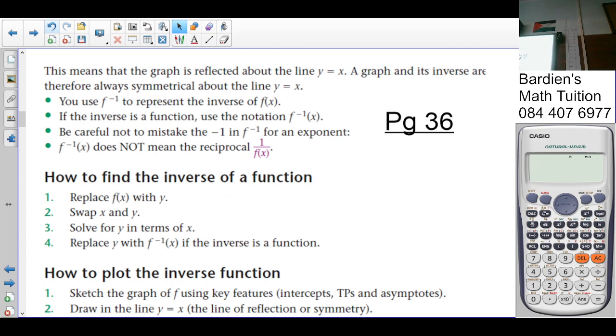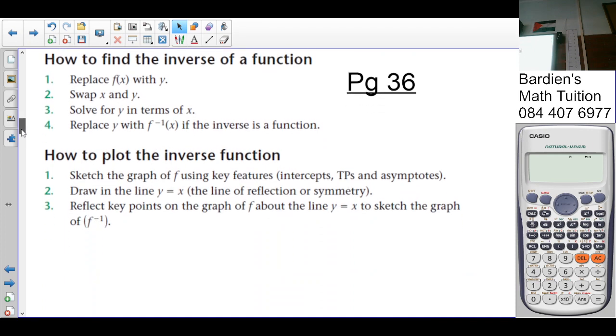Alright, let's carry on. How to find the inverse of a function? Write this down, it's very important. Number 1, replace f of x with y. Number 2, swap x and y. Number 3, solve for y in terms of x. Number 4, replace y with f to the minus 1 of x if the inverse is a function. We'll speak about that later.